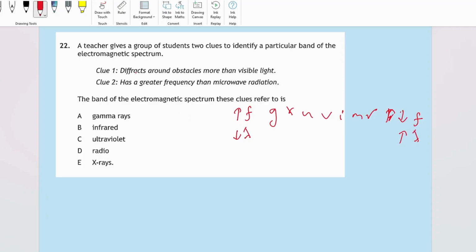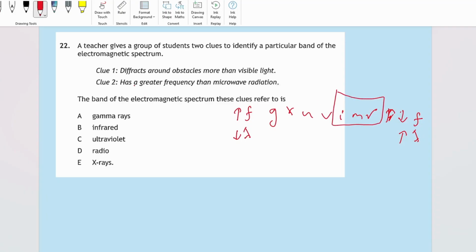And let's use clue 1. Diffracts around obstacles more than visible light. So what it's saying is electromagnetic radiation that has a longer wavelength diffracts more. That's a fact you should know. So it should diffract more than visible light. So it's got a longer wavelength than visible light. So it should be closer to this side of the spectrum. So we can rule it down to these three over here.